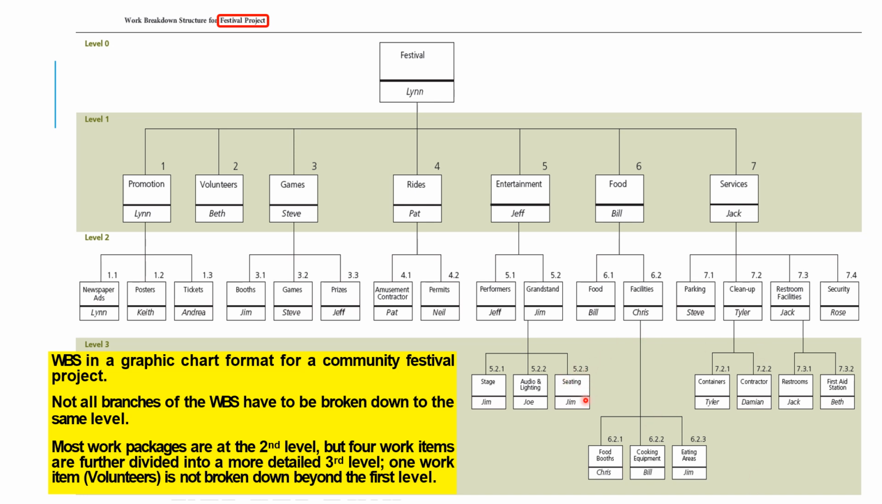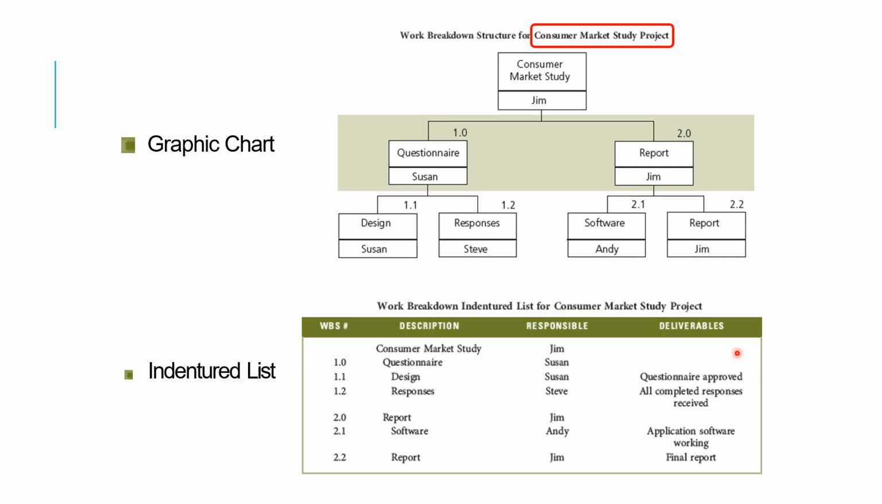You see, more detailed. Okay, there's another one, graphic: customer market survey. So let's say you got a project to do a structure for a market survey study, then you bring in a questionnaire and report. Under questionnaire, you break it down into design and responses, then under that you have software and report. So when you list down the editor, 1.0 questionnaire by Susan, 1.0 response by Steve, then deliverable questionnaire approved, 2.0 report, then the deliverables: application software working, and the final report.